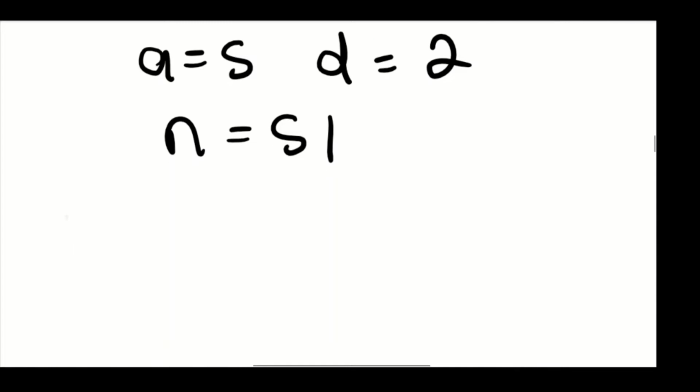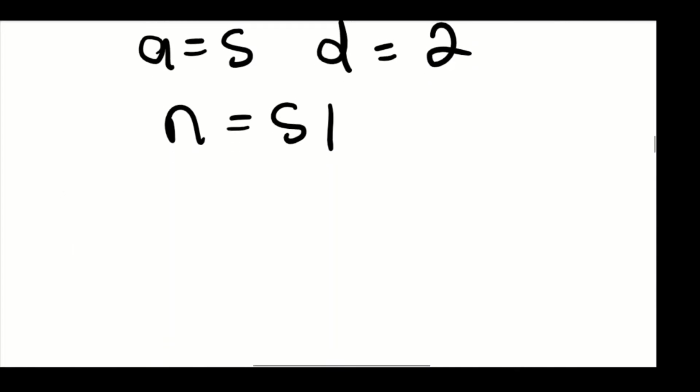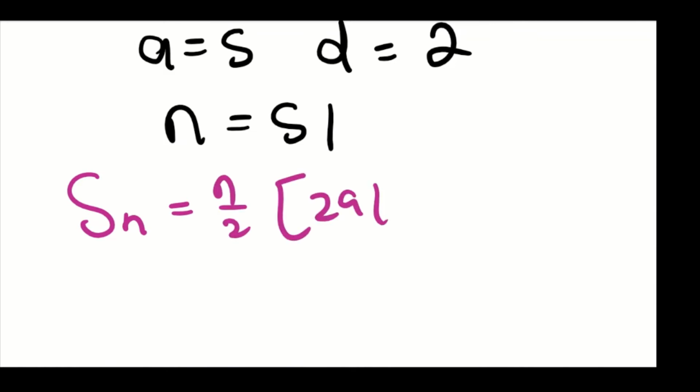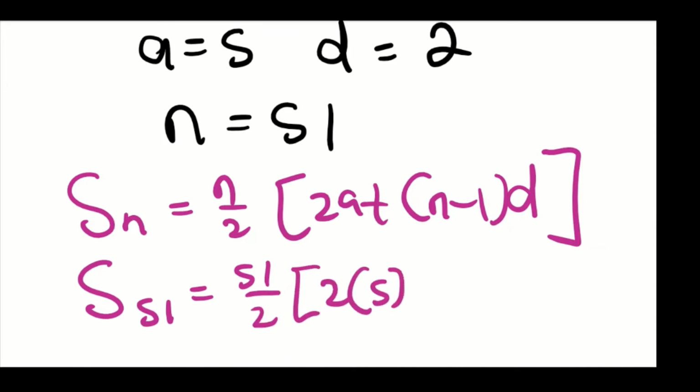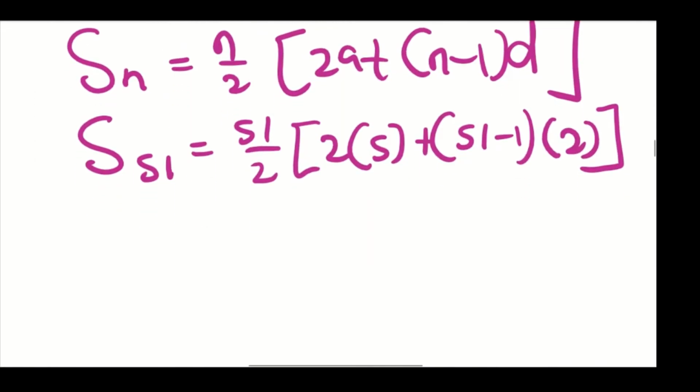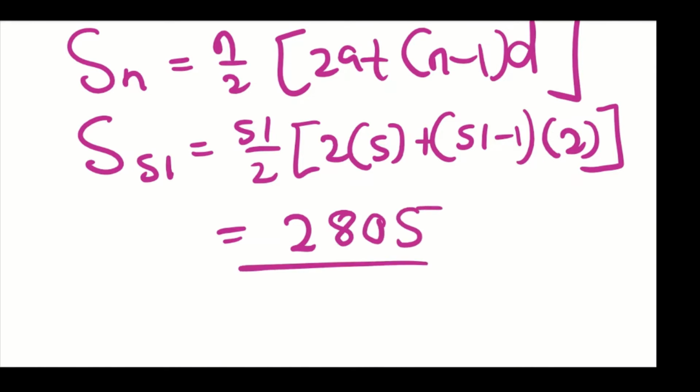We know that this is an arithmetic sequence, so you're just going to use the arithmetic sequence formula, which is given by the sum is equal to n over 2 times (2a plus (n minus 1) multiplied by d). I want the sum of 51 terms, so it's going to be 51 divided by 2 multiplied by (2 times 5 plus (51 minus 1) multiplied by the difference, which is 2). You're just going to punch this into your calculator, and you're supposed to get 2805 as your sum of 51 terms.